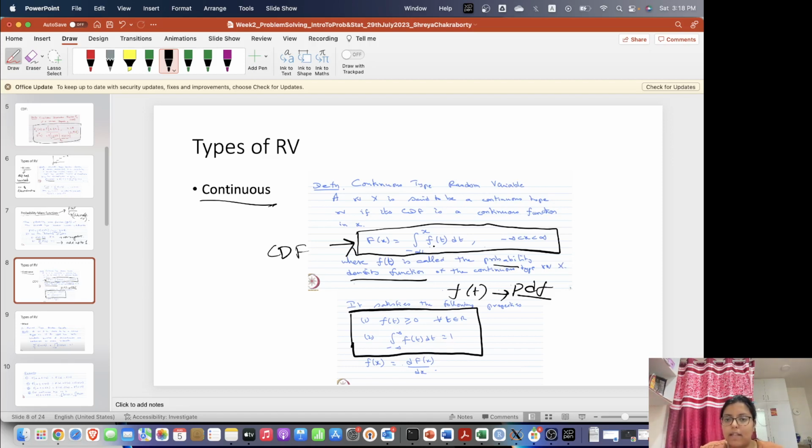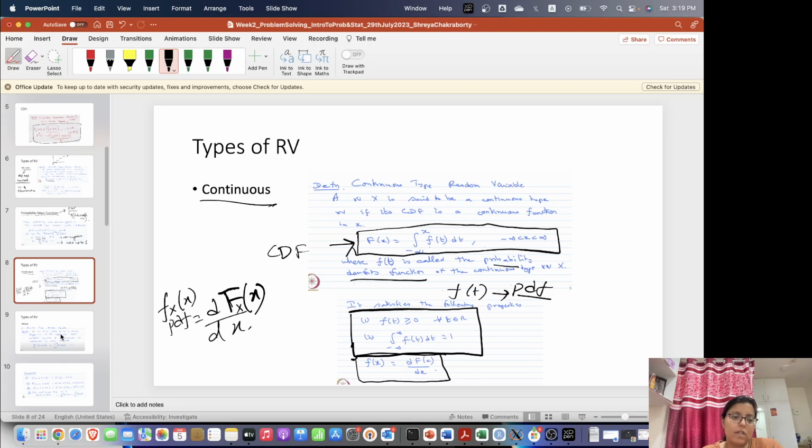And how can we get this f(t), the probability density function? Another important thing is that the PDF can be obtained by differentiating the CDF. PDF will be denoted by small f(x), and CDF we are going to denote by capital F(x). So if we differentiate the CDF of a continuous random variable, then we are going to get the probability density function.